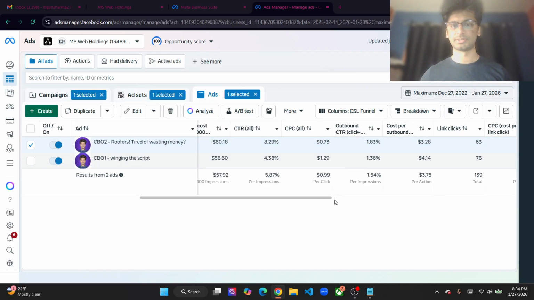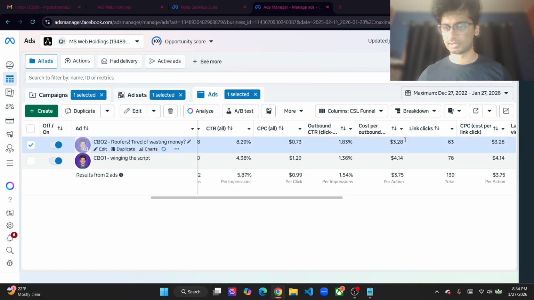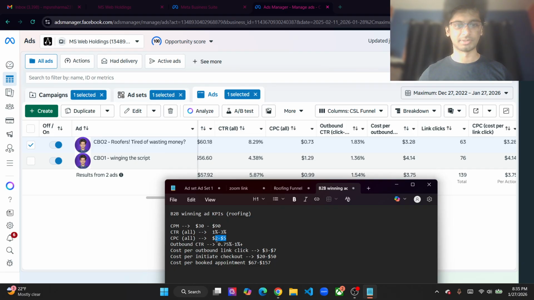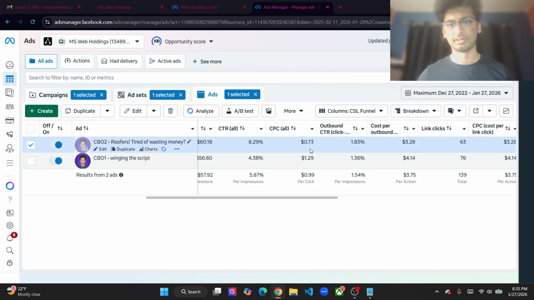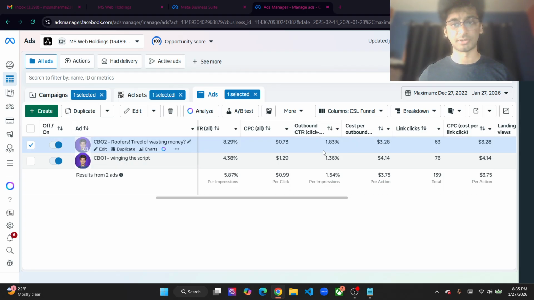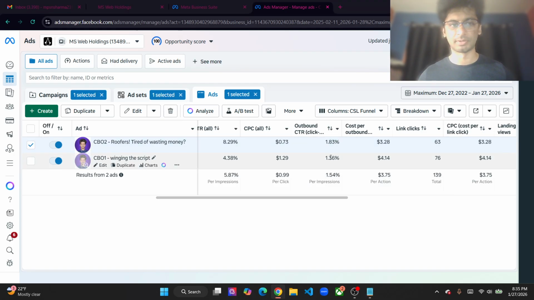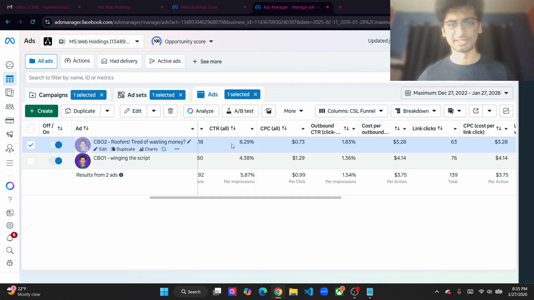Cost per click is really cheap on this ad, 0.73, because I think this got more link clicks, actually. Is there link clicks? It had less. Wow, okay. Interesting. Cost per click was really cheap on this one, although the cost per click should be between $2 and $5. Ours is way less than that. $1.30 and $1.29 and then 73 cents. It's really cheap. Outbound CTR is also really good, 0.75% to 1%. These already exceed the 1% mark. I also expect ad 2, because it had an 8.29% click-through rate, to also have a pretty high outbound CTR. Right here, 1.83%.